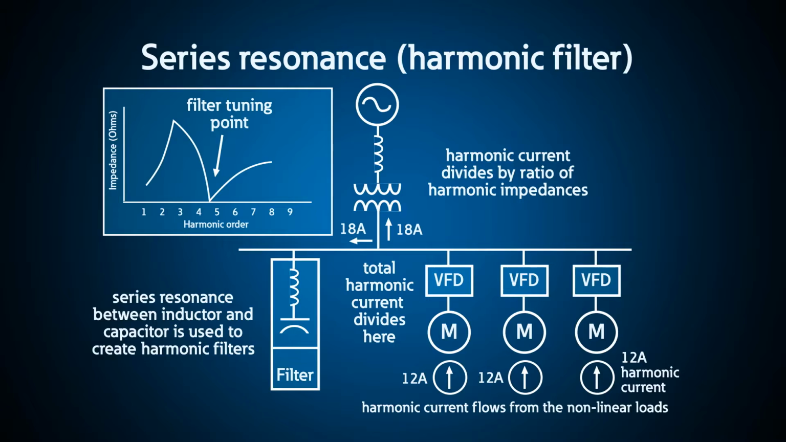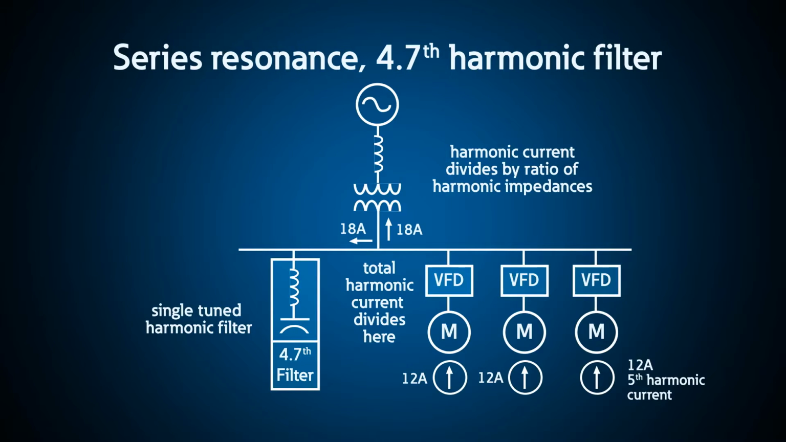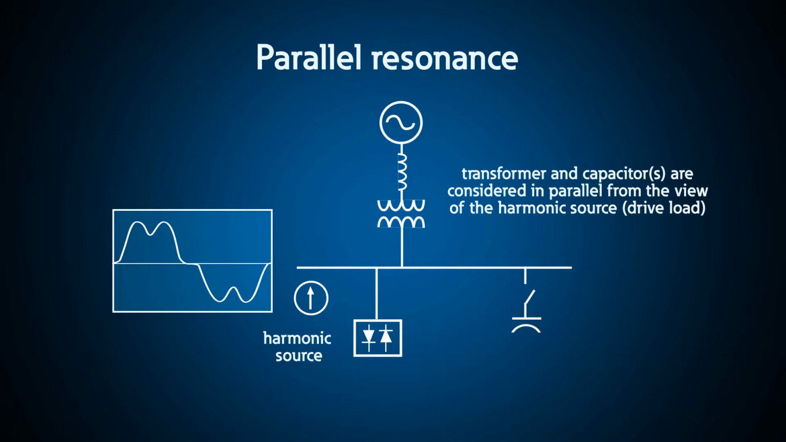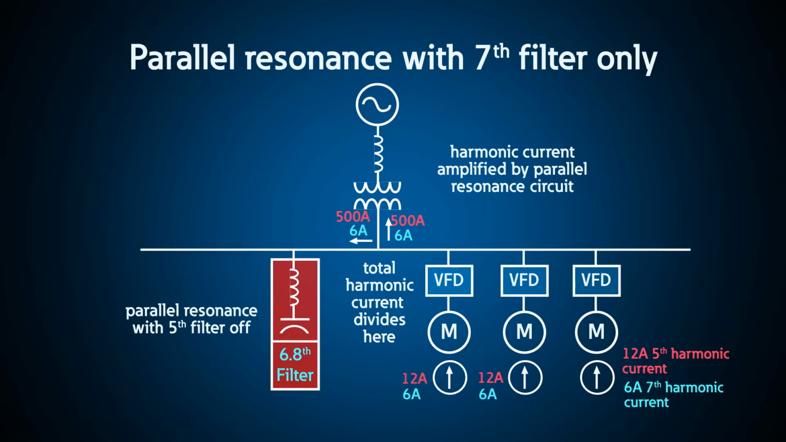This demo allows us to create series and parallel resonant conditions for many scenarios, including series resonance with fifth harmonic filters tuned to 4.2nd, 4.7th, and 5.0, and seventh harmonic filters tuned to 6.8. We can also demonstrate filter combinations with fifth and seventh filters. Parallel resonance with a variety of capacitor sizes in 5 kVAR steps up to well over 200 kVAR, and parallel resonance with the seventh harmonic filter only when the fifth filters are off.